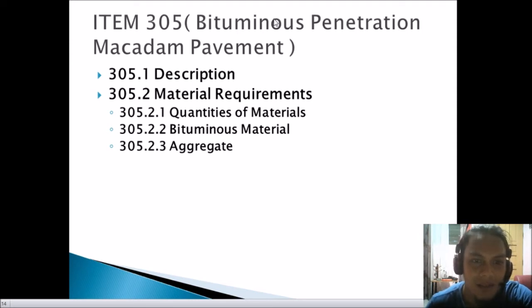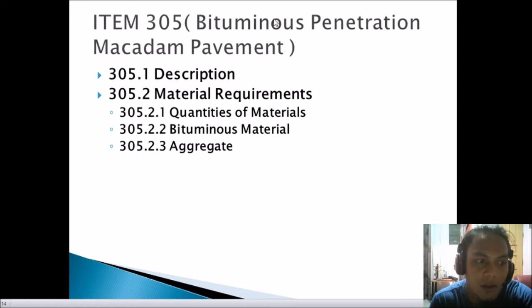So, the next is 305.2.3, which is the aggregates. The aggregates are defined in the coarse aggregates; the coarse aggregate shall be crushed stone, crushed slag, or crushed gravel. The choker material, key rock, and cover aggregate shall be crushed or broken stone, crushed gravel or crushed boulders, or screened gravel or coarse sand.